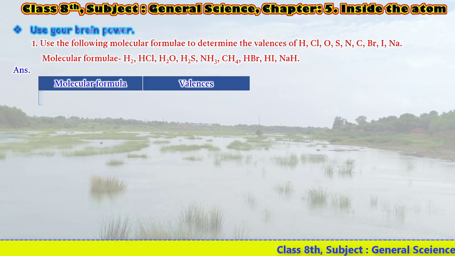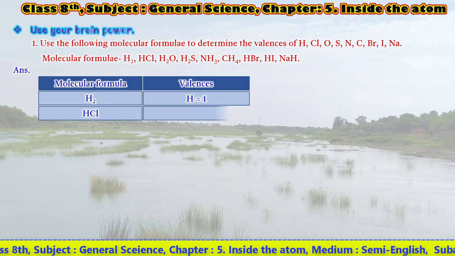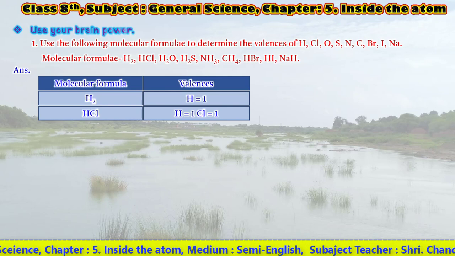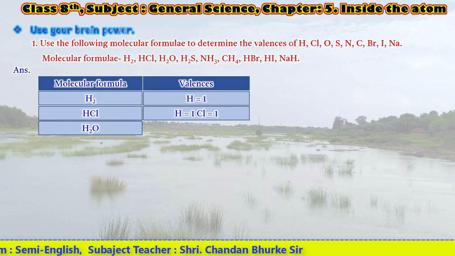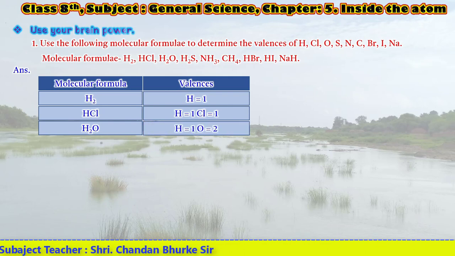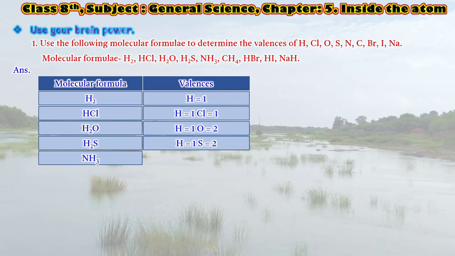Molecular formula H2 and valences H equals 1. Molecular formula HCl and valences H equals 1, Cl equals 1. Molecular formula H2O and valences H equals 1, O equals 2. Molecular formula H2S and valences H equals 1, S equals 2. Molecular formula NH3 and valences H equals 1, N equals 3.